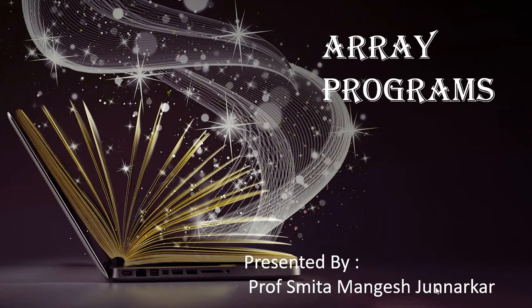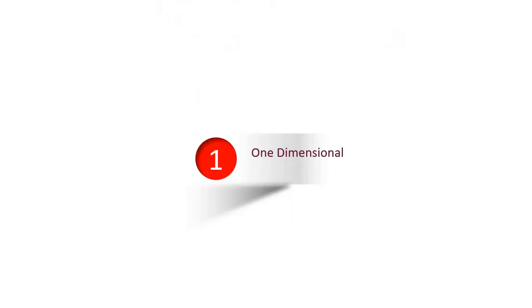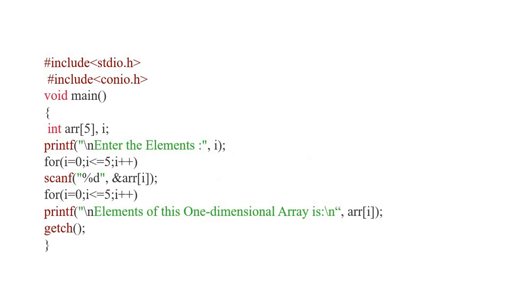Today's topic is array programs. So let's begin with the section. Basically, arrays are of two types, one-dimensional as well as two-dimensional arrays. First of all, we will see the one-dimensional array. So this is a simple program related to a single-dimensional array.